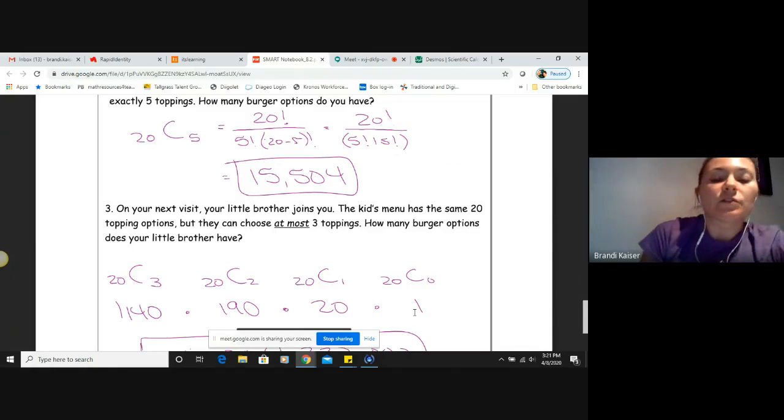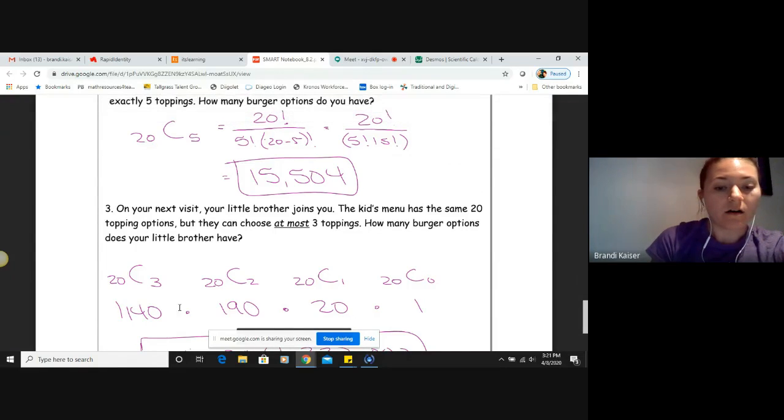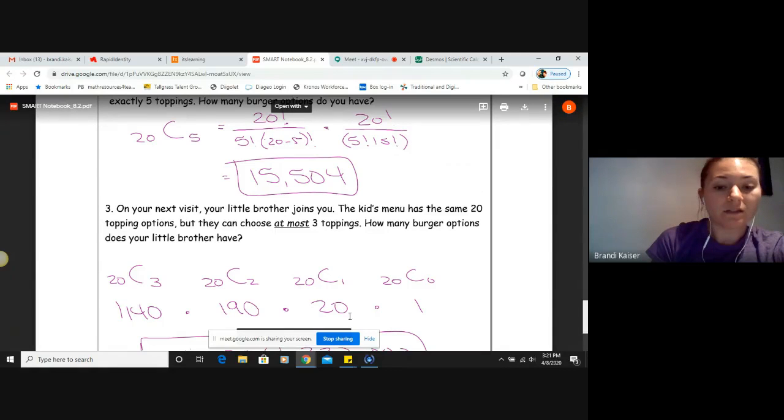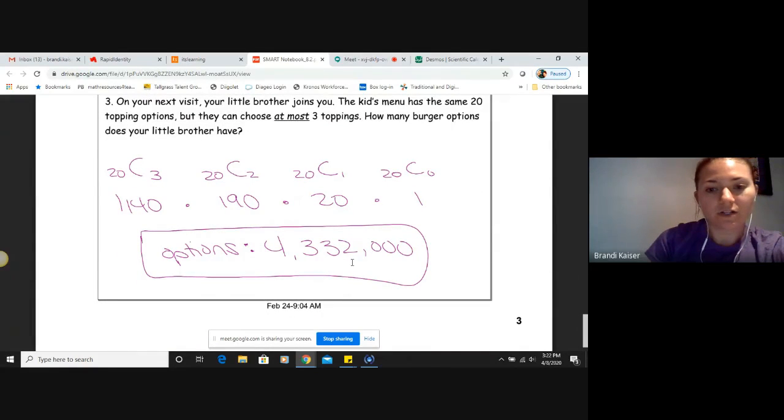All right. So here's the deal. We don't know what he's going to pick. We don't know if he's going to pick 3 or 2 or 1 or 0. So what we have to do is take all these possibilities and we have to multiply them all together. So I multiply all those numbers together, and your little brother has 4,332,000 options for his burger.